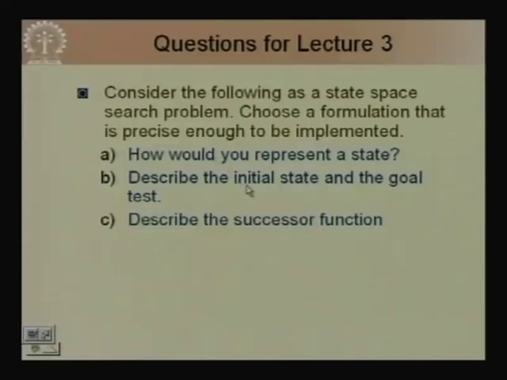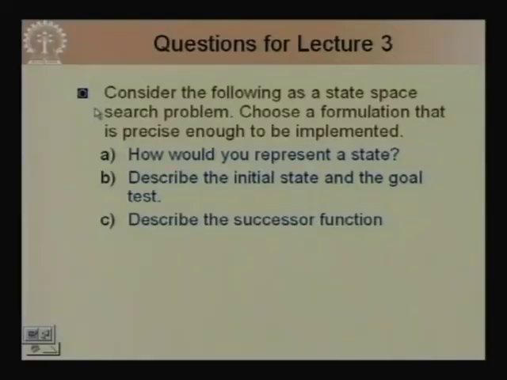Before we start today's lecture, we will look at the questions of the previous class and answers to those questions. The first question of the last class was this: consider the following as a state space search problem. Choose a formulation that is precise enough to be implemented. For each of the problems that we have described, you would have to show the representation of the state, describe the initial state and the goal test, and describe the successor function.